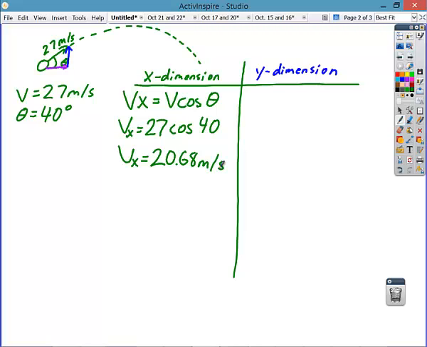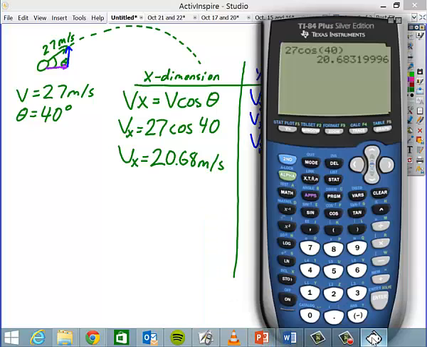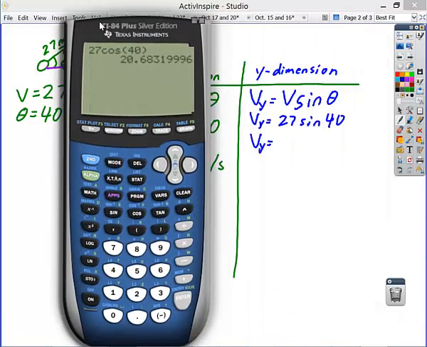Now we can go over to the y dimension. Okay? In the y dimension, velocity in the y will be equal to velocity sine theta. And so velocity in the y is equal to 27 sine of 40, which is equal to how much?